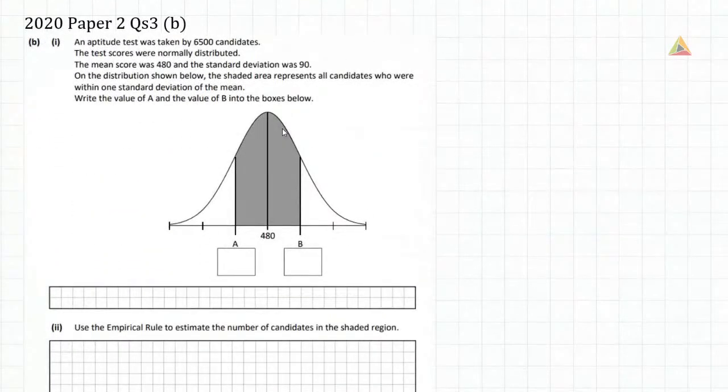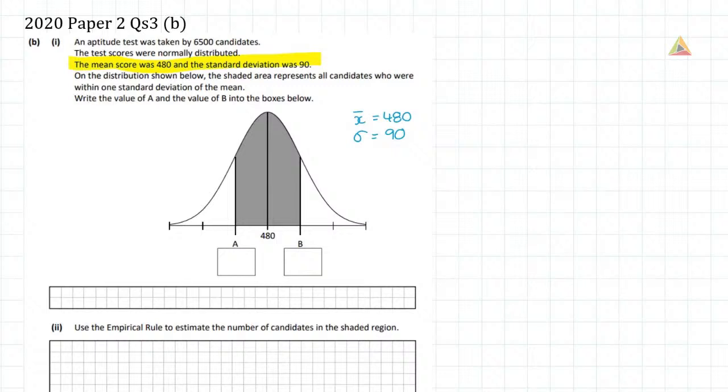So then we're going to jump back to our empirical rule for the last part of this question here. So this is 2020, paper 2, question 3, part B. So this says an aptitude test was taken by 6,500 candidates. The test scores were normally distributed. So now we have our normal distribution. The mean score was 480 and the standard deviation was 90. Okay, so our mean, X bar, is equal to 480 and sigma, our standard deviation, is 90. So that's the information that we're picking out from this line here.